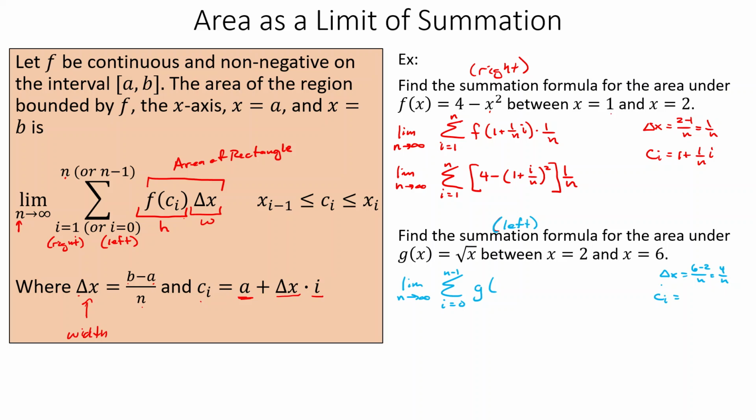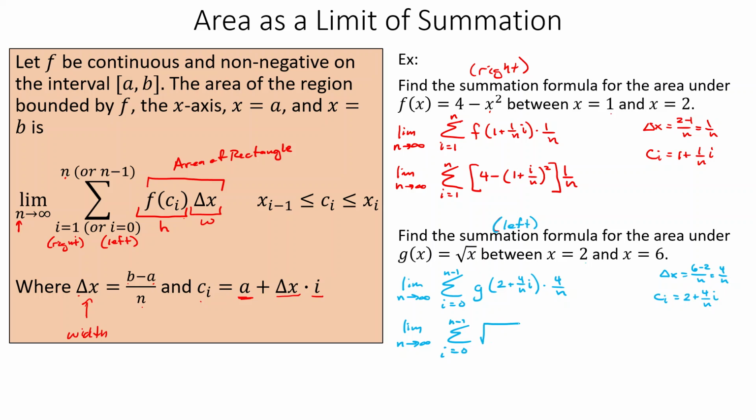Our starting value here is 2, plus 4 over n, delta x, 4 over n, times i. So we're going to have 2 plus 4 over n times i, times our delta x, which is just 4 over n, like that. So we get that this is equal to the limit as n goes to infinity of the sum from 0 to n minus 1 of, and now we just plug it in.